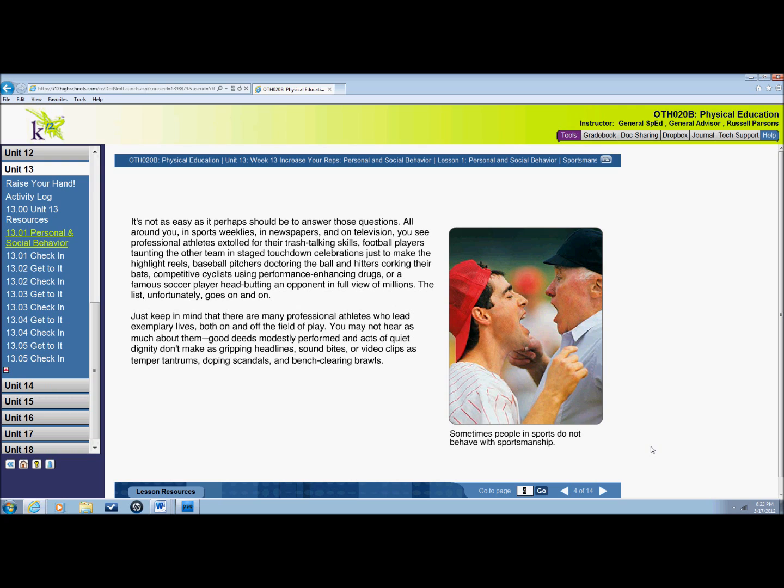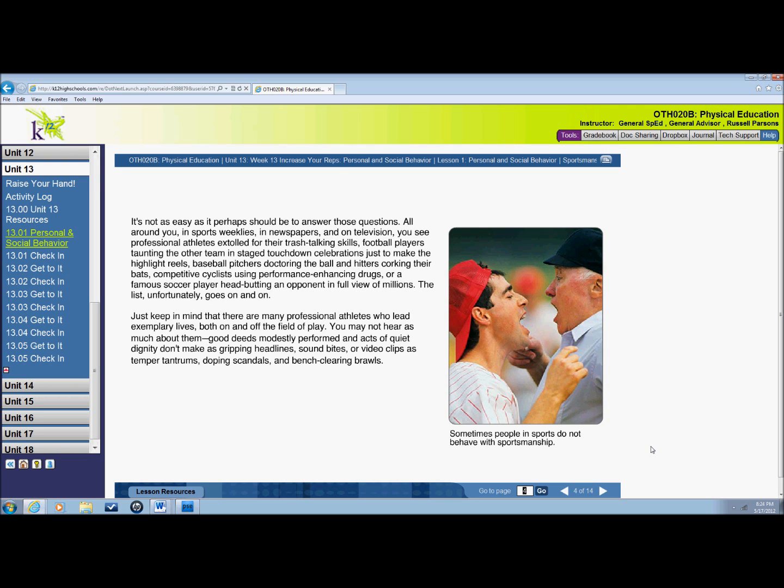Just keep in mind that there are many professional athletes who lead exemplary lives, both on and off the field of play. You may not hear as much about them. Good deeds modestly performed and acts of quiet dignity don't make as gripping headlines, sound bites, or video clips as temper tantrums, doping scandals, and bench-clearing brawls.